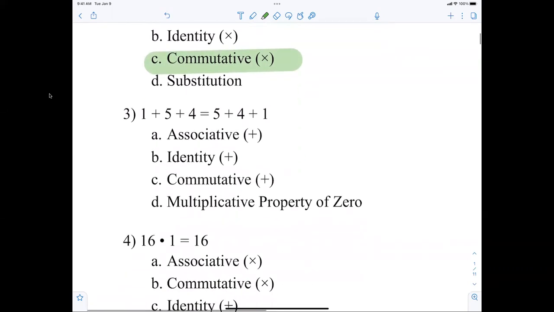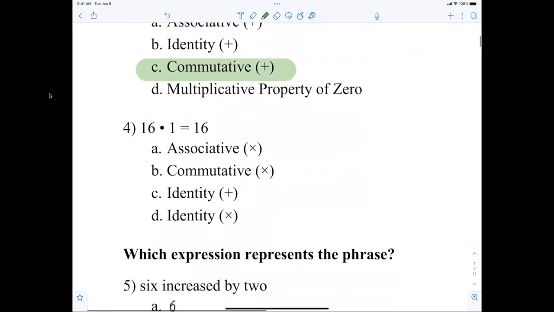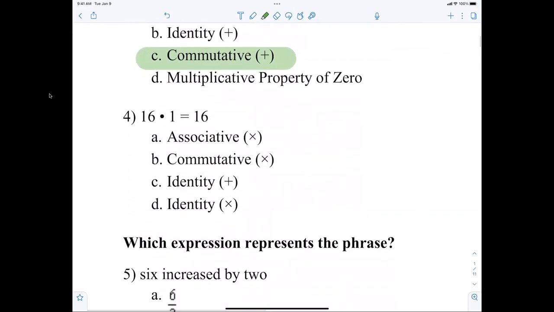So number 1 again, commutative. All right, number 4, identity, right? You're multiplying by 1. Yeah, you're right.